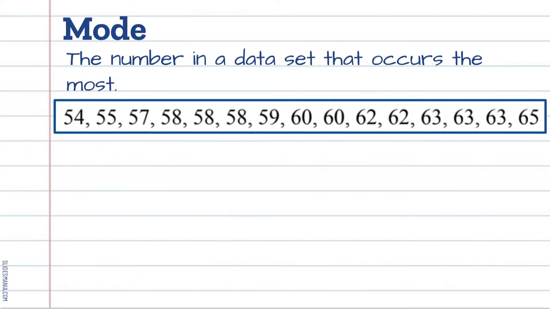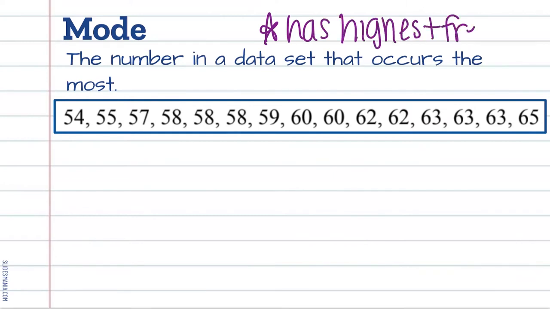Mode is the number in a data set that occurs the most, or it has the highest frequency. So we're going to write that. That's important. Remember, frequency is how often something occurs.